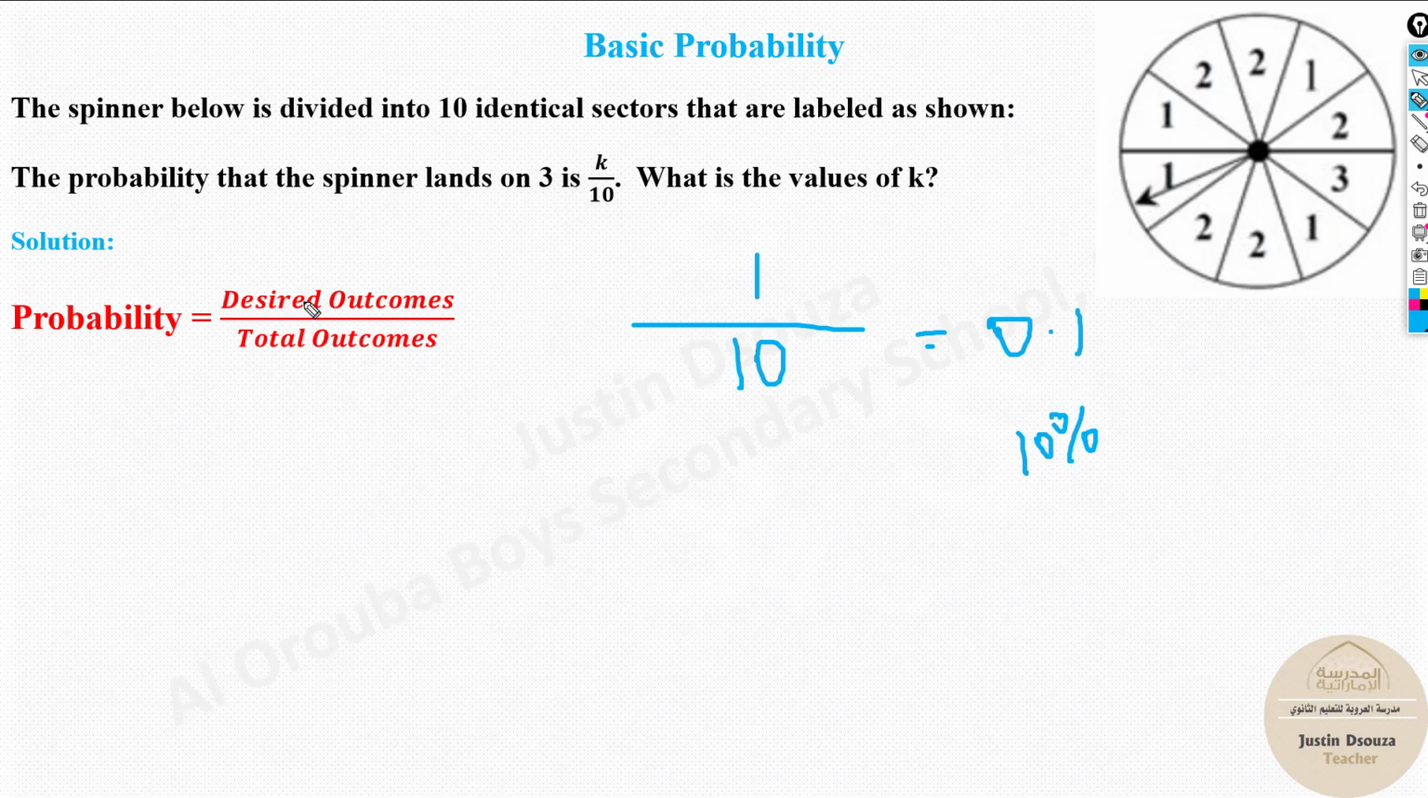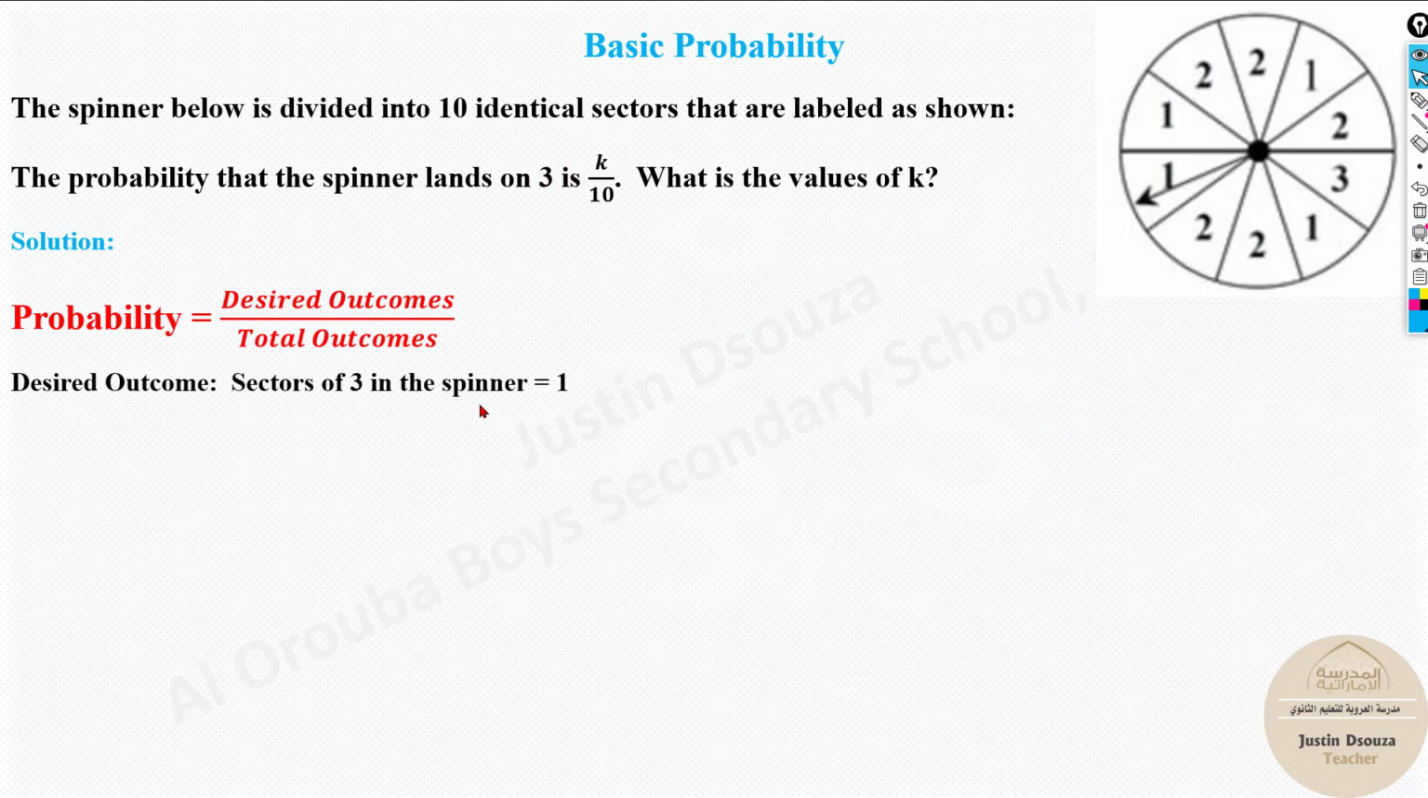So whenever you have any set of numbers or figures or sectors like this, you need to formulate it into desired outcomes and the total outcomes. Now then, what is desired over here? They have told it should land on 3. So the desired outcome is just 1, because the sector 3 in the spinner is just 1, right? And what are the total outcomes? The total outcomes are 10, because they have told us 10.